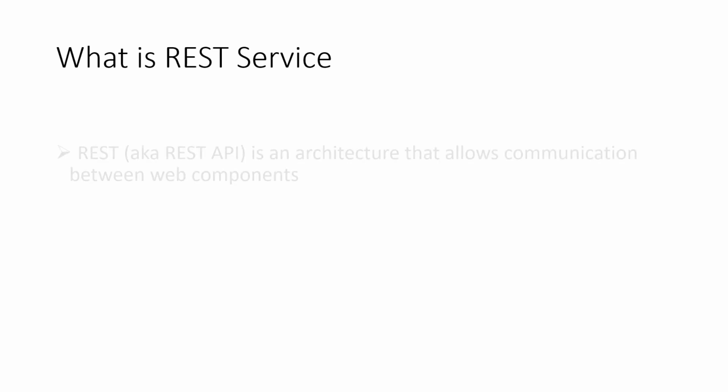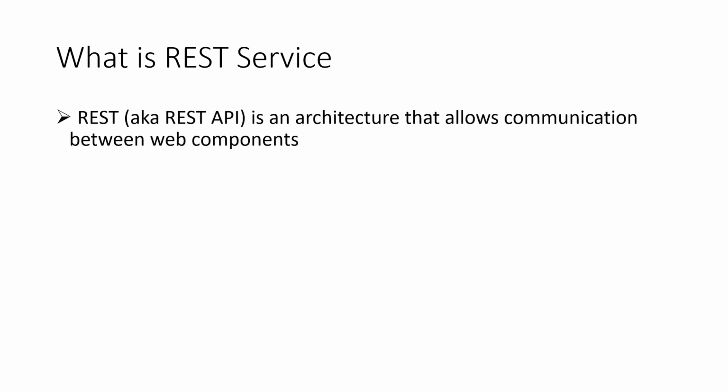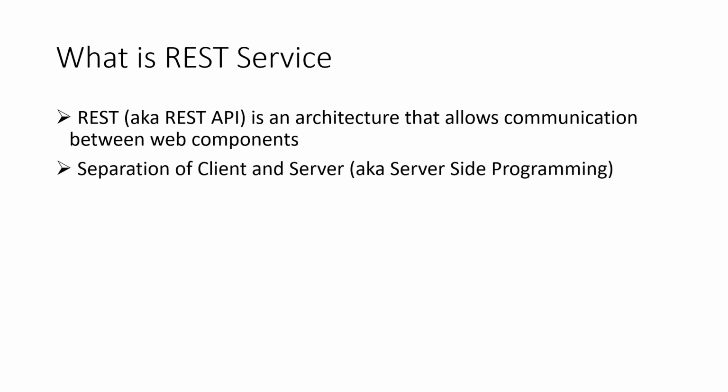REST is an architecture style for providing a standard way of communication over the web. It allows separation of client and server. The client is usually the front end, like an app or a website, where when a user clicks on a button or navigates a web page, it makes a REST call to the backend, where all the logic lies, and it returns the data back to the client. This is also called server-side programming. What the separation means is that the client can be changed or updated anytime without affecting the server-side operations, and vice versa. This separation allows the application to grow and evolve very quickly.